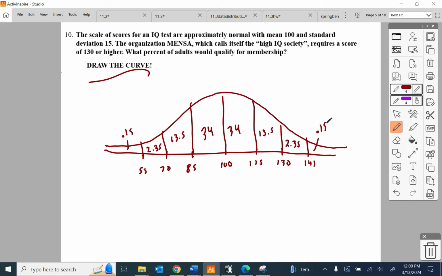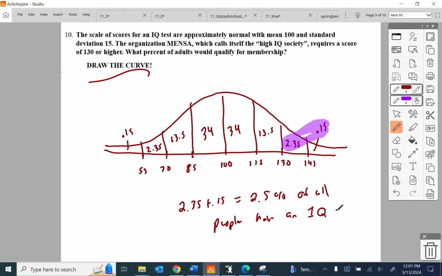Anyways, to be in Mensa, you have to have 130 or higher. It's not much of the population, is it? It's just a small 2.35 plus 0.15. So only about 2.5% of all people have an IQ of 130 or higher.